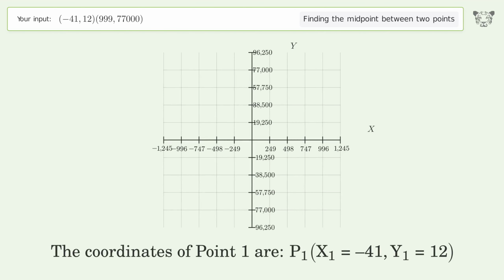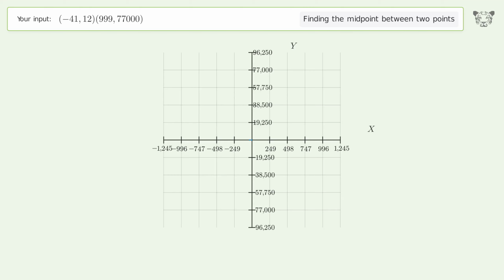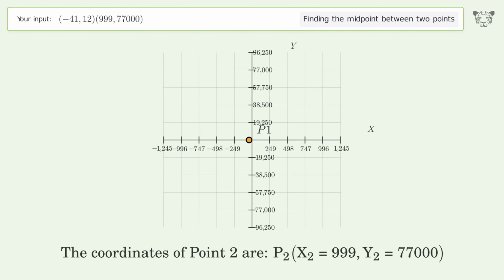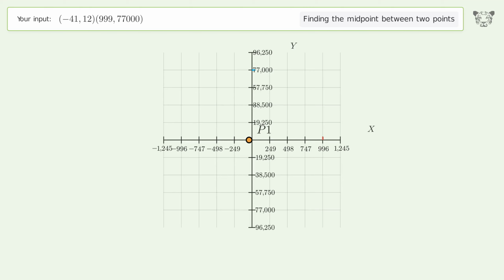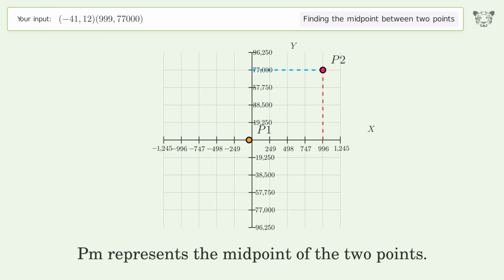The coordinates of point 1 are, x1 equals -41, y1 equals 12. The coordinates of point 2 are, x2 equals 999, y2 equals 77000. PM represents the midpoint of the 2 points.